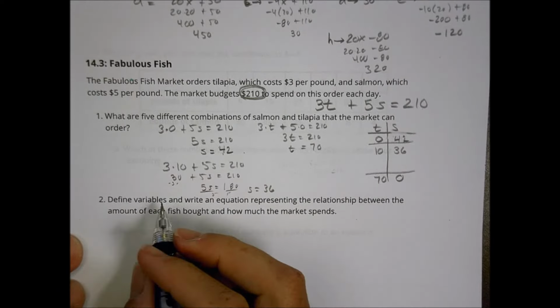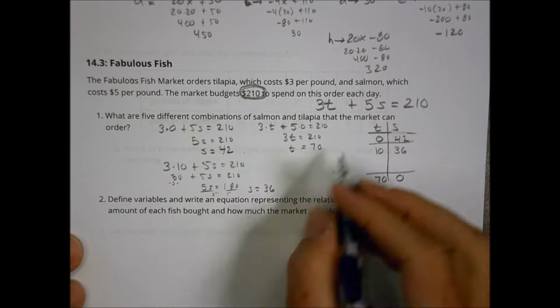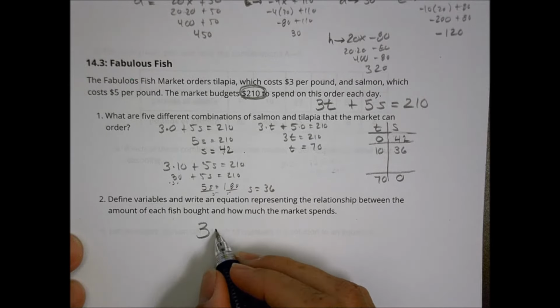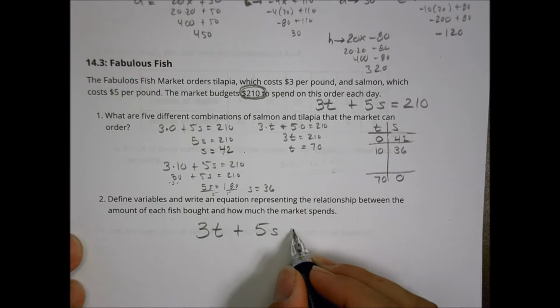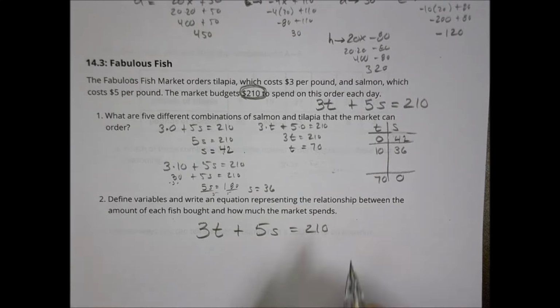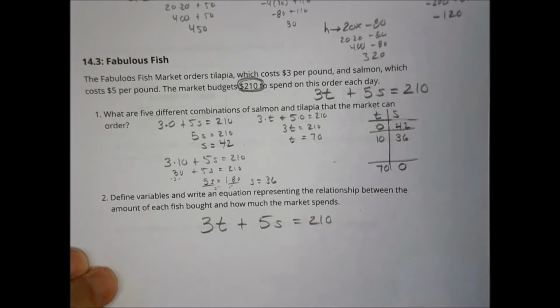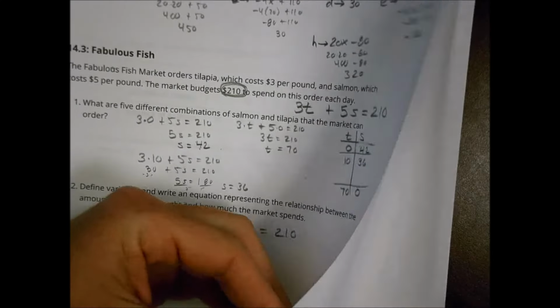All right, so define variables, write an equation. We did that at the top already. We said 3 times tilapia plus 5 times the salmon is going to equal 210. That would help them know what they could order. Next question, number 3, is to sketch it out.